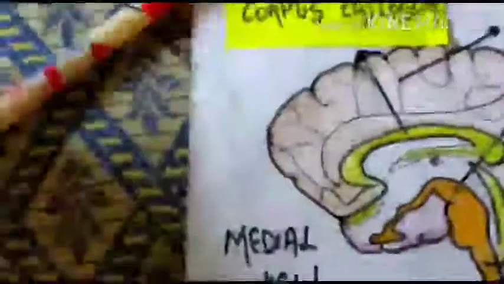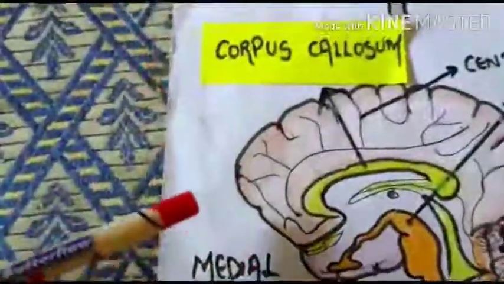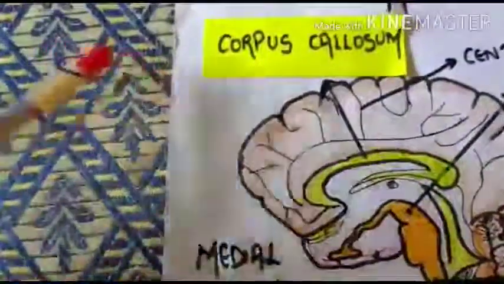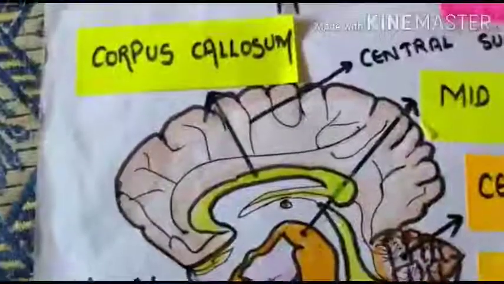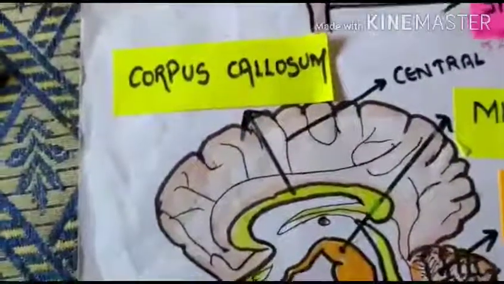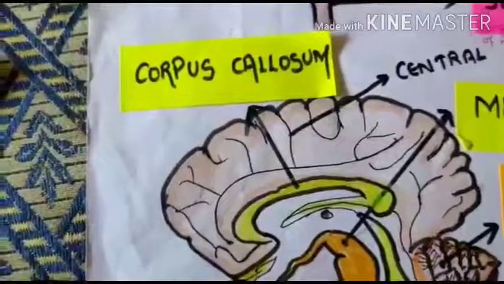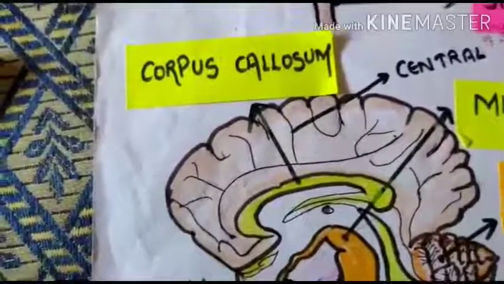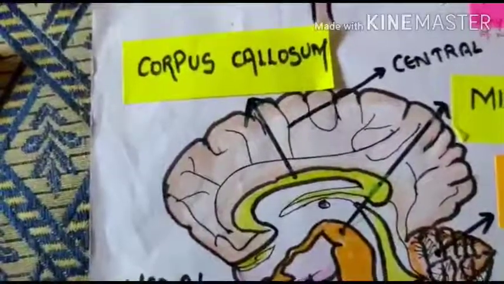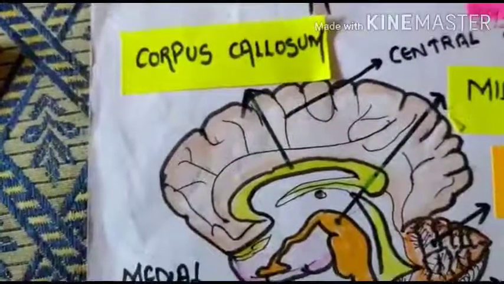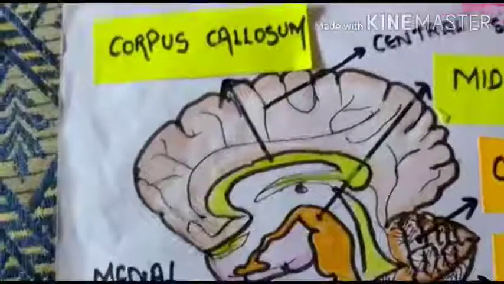And we have also shown here the corpus callosum. This yellow colored structure is shown in this diagram. The two hemispheres in our brain are connected by a thick bundle of nerve fibers, and it is called the corpus callosum. It is the largest white matter structure in the brain and only evolved in the placental mammals.